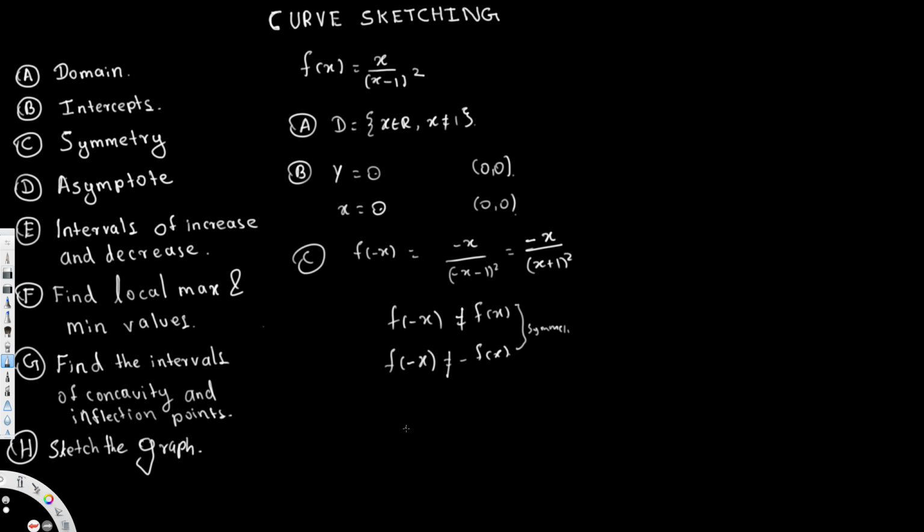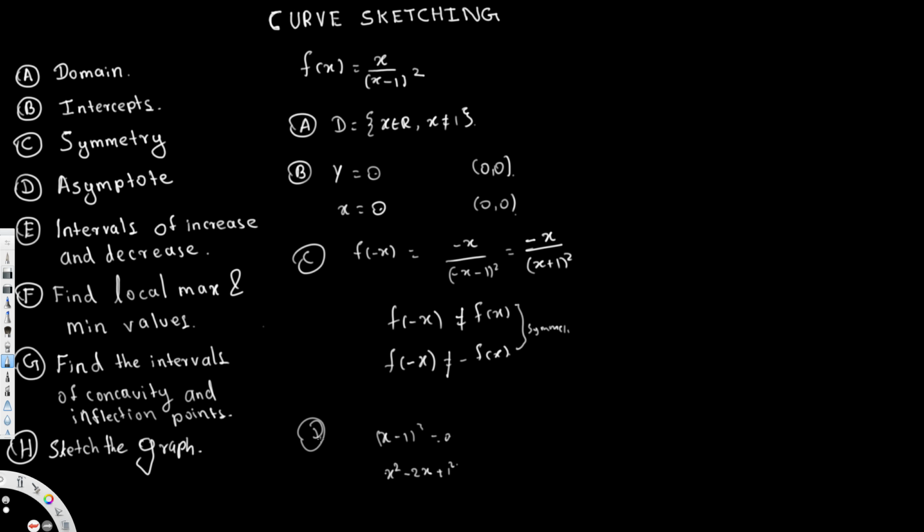Then the next one is asking for the asymptote. To find the vertical asymptote, I have to set the denominator equal to 0 and find the x value. So in this case, I set the denominator, x minus 1 squared, equal to 0. Let's see, I have to expand this one. So it's going to be x squared minus 2x plus 1, right? So this is the value.